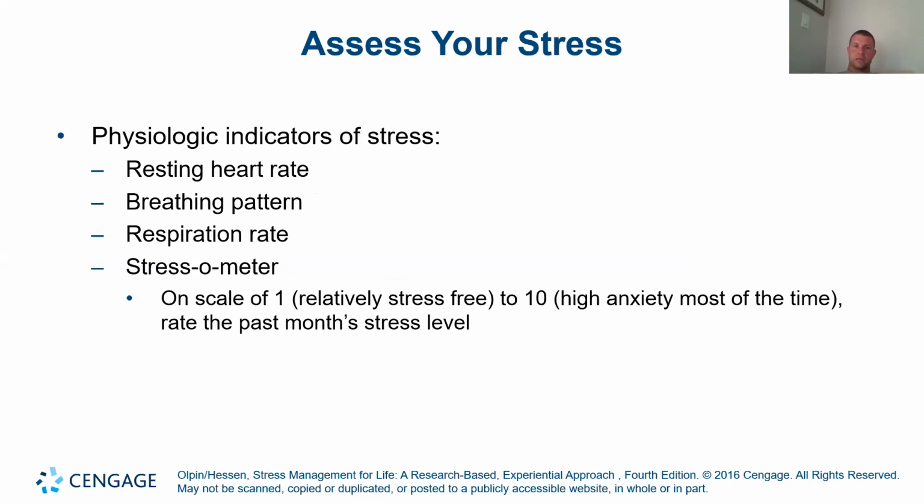Assess your stress. So physiological indicators of stress is your resting heart rate. People that are stressed out tend to have high resting heart rate, respiratory rates. And then a stressometer, so a scale of 1 to 10, right? So 1 is nothing's really bothering you, or it's very, very little. Through 10 is if you're maxed out or you feel like you're beyond maxed out on stress. Rate your past month stress level.